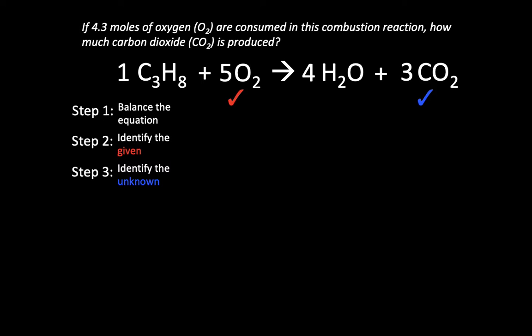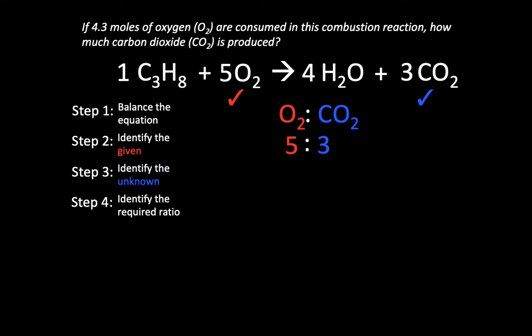The next thing we do is we need to identify the required ratio. So the things that we're comparing here were oxygen and carbon dioxide. So we're going to ratio between oxygen and carbon dioxide. So we take those coefficients that are next to them, and we find that we have a 5:3 ratio. Our next step is we calculate the moles of the unknown. And the way we do that is we take the given from the problem and we multiply by the ratio that we've just found out. In this case, the 5:3 ratio, and that will tell us our unknown.